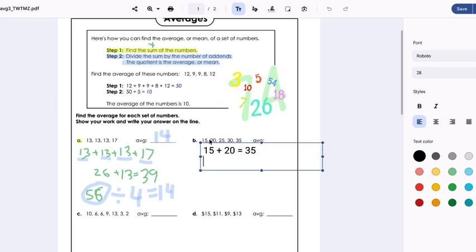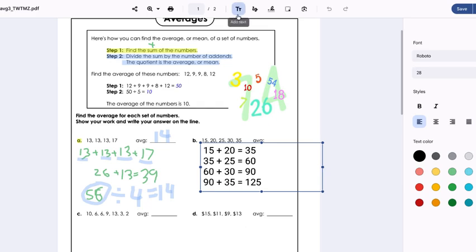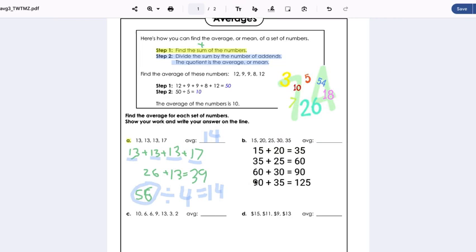And then the next number I need to add is 25. So 35 plus 25. Well, let's see, we have 30 plus 20, that's 50. 5 plus 5 is 10. 10 plus 50 is 60. So now we have 60. And 60 plus the next number, which is 30, that's going to equal 90. And then we have 90 plus 35. So let's go 90 plus 10 of the 35 is 100. And then that leaves us with 25 left. 100 plus 25 is 125. So you could have done that on your calculator. I just did some mental math.